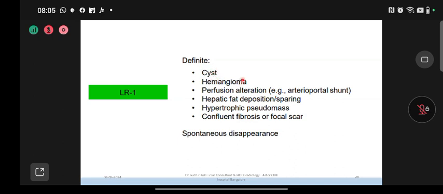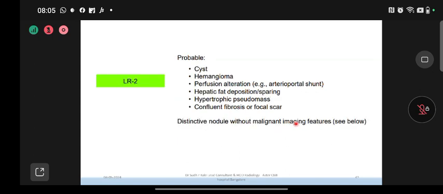And the next is the hemangioma. Hemangiomas have been described; most of you would have heard. By their classic appearance, they have a peripheral interrupted enhancement with centripetal filling in, and they show progressive central filling, and become almost iso-intense in the delayed phase images. So this is a very classical signature of hemangioma. Then you have other things like perfusion alterations, fat depositions, and some pseudomasses and confluent fibrosis or focal scar. Those are very clear cut.